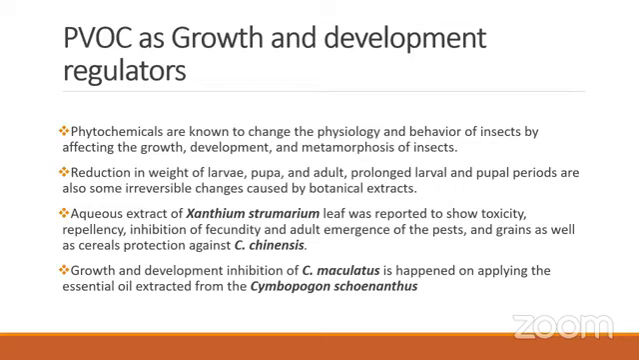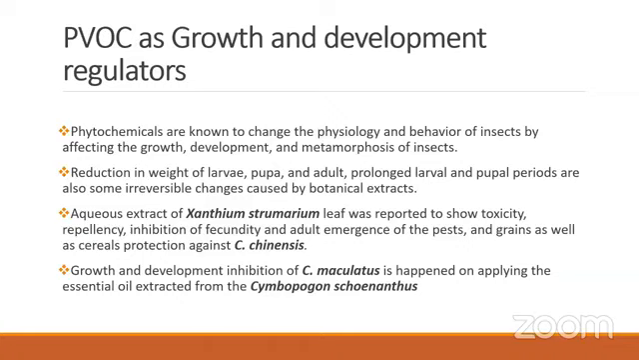So the first is the use of these volatile organic compounds as growth and development regulators. These may also be called phytochemicals because they have their origin from plants. So these phytochemicals are known to change the physiology and behavior of insects by affecting their growth, development, and metamorphosis, as we discussed in the previous slide. Okay, so what kind of impact do they make? Because of these chemicals, what we have observed is a reduction in the weight of larvae, pupa, and adult.